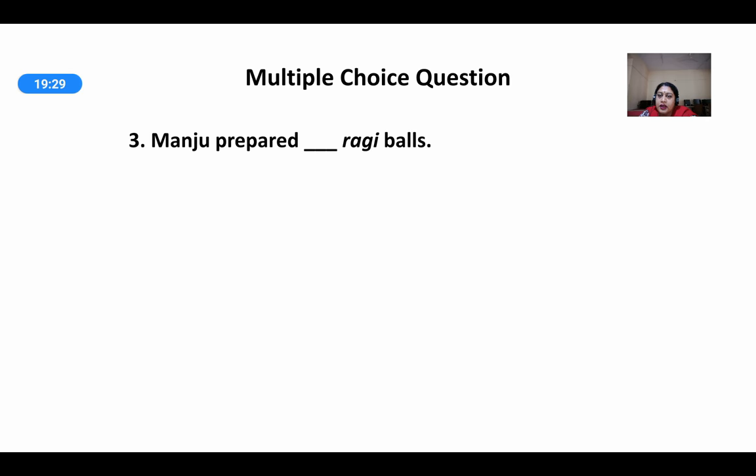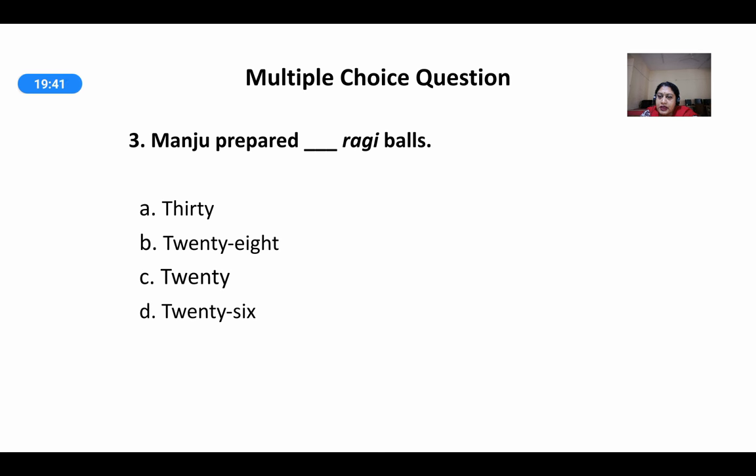Question number 3. Manju prepared blank balls. Obviously, Manju prepared how many balls? The options are 30, 28, 20 or 26. And the answer is option B, 28. This is something to be applauded. He did not prepare an extra ragi ball for his sister, but he shared his own food with his sister.